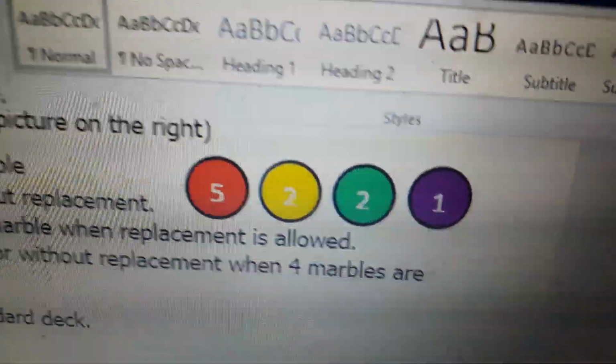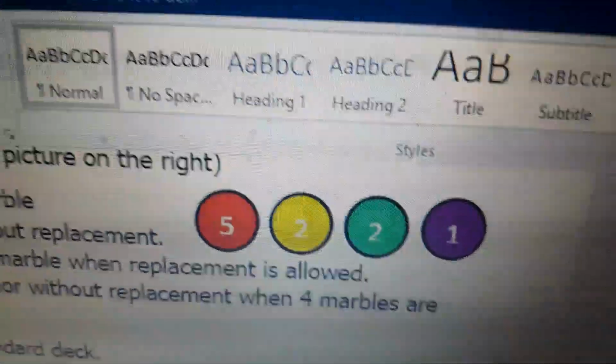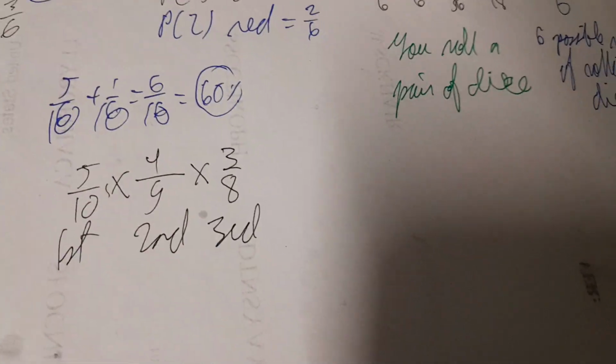So, therefore, ilang red marbles na lang meron sa bag? There, 4 na lang. So, 4 out of 9 marbles. Next. And then, we have the third one. So, 3 out of 8. And so on. Then, you multiply all of this together.